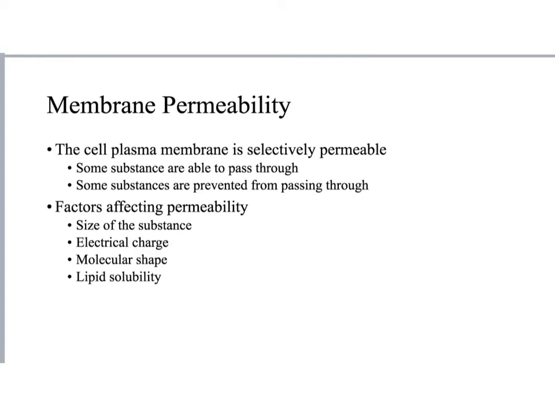So we say that the plasma membrane is selectively permeable. That means it's not permeable to everything. It's only permeable to some things, and it has special transporters inside of it that help it to become permeable to material that couldn't naturally cross the membrane. So here are some factors that affect the permeability of the cell membrane.